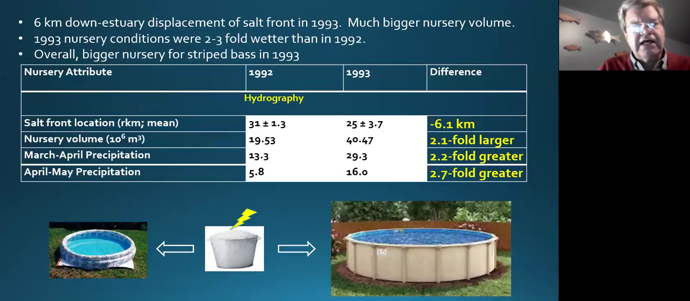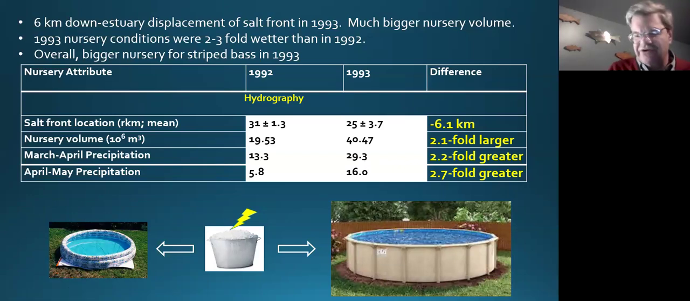Well, let's put this together. And here's the overall idea, is that in 93, we had a much bigger nursery. The salt front was moved down. It was wetter. We had higher precipitation rates. And we're suggesting that that relates to buffering in the system. You have cold fronts coming through, which I represent here as a bucket of ice. If you pour the bucket of ice in a small nursery area, it's going to have a much bigger impact than if you throw that bucket of ice into a bigger nursery area.